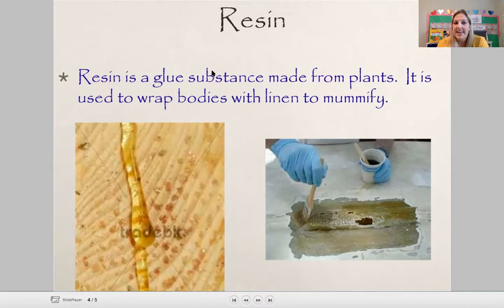So once they use the natron to dry up and get all the water and the moisture out of a body or an animal, they paint with this resin, and then they would wrap with linen, okay, with cotton or kind of like a sheet in little strips. Think like toilet paper, but only it's actually made of cloth. Okay, resin is our second vocabulary word.